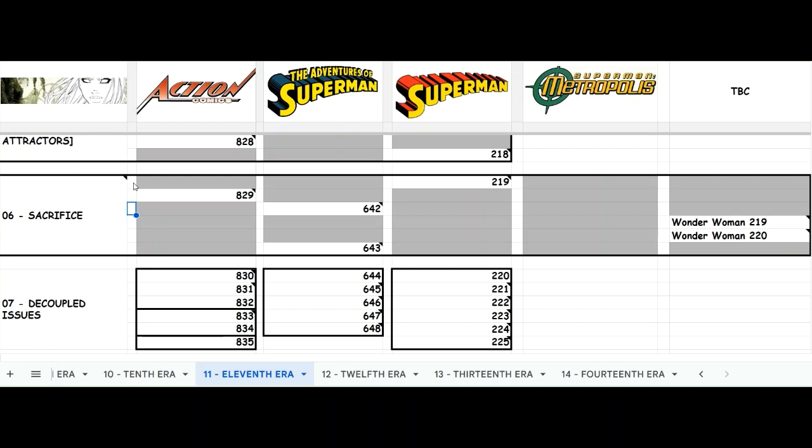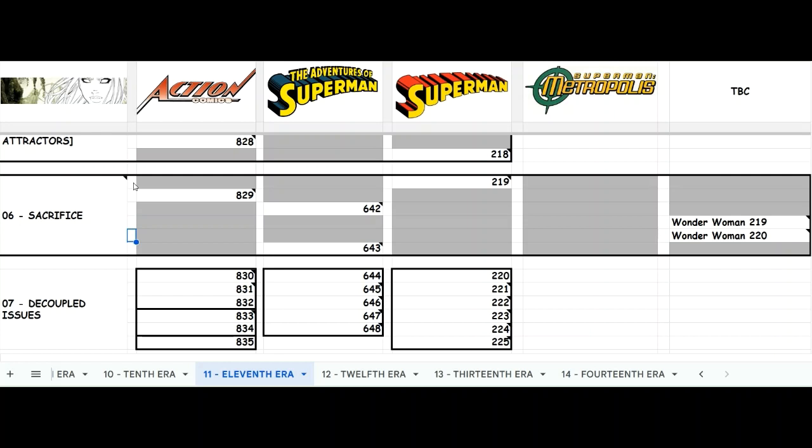We then have, and this is really important, people, Wonder Woman 219. This is Sacrifice Part 4 and is branded again as an OMAC Project tie-in. That is followed by Wonder Woman 220, which is called Sacrifice Aftermath.